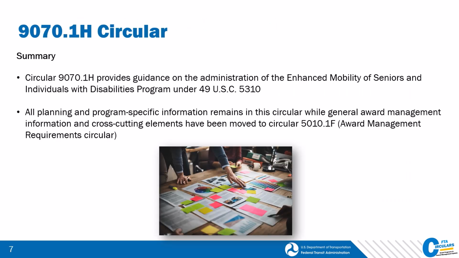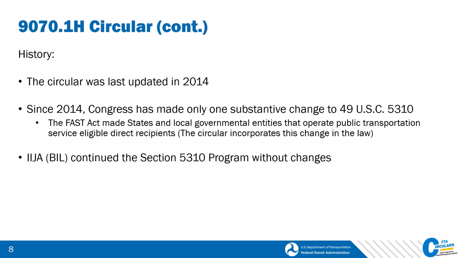In TPM 32, I facilitated the circular through the update process, so I'm going to kick things off with an introduction to Circular 9070 and discuss what's changed from the prior version of the circular. All planning and program-specific information remains in this circular, while general award management information and cross-cutting elements have been moved to 5010. To give a bit of history, the circular was last updated in 2014.